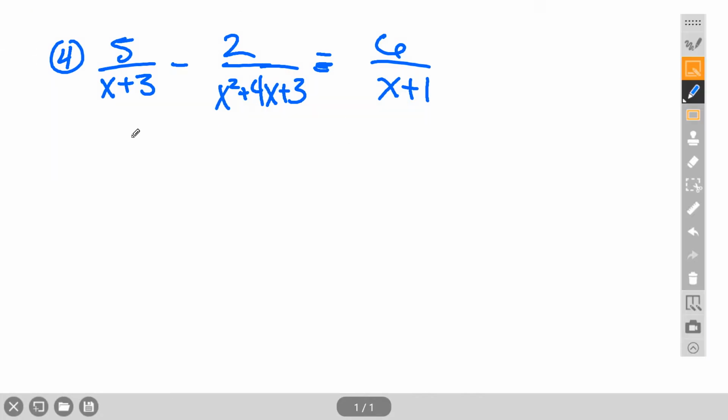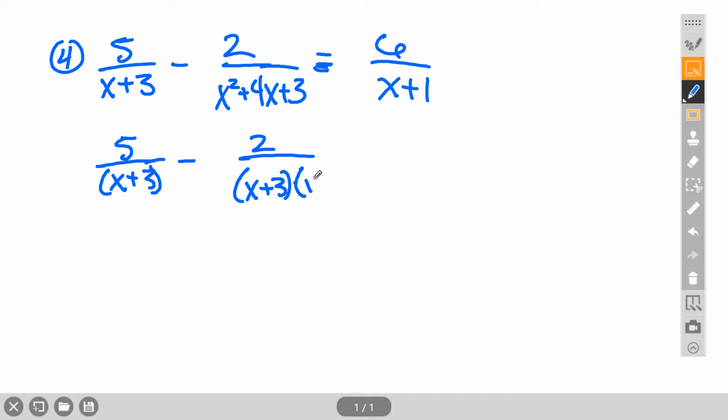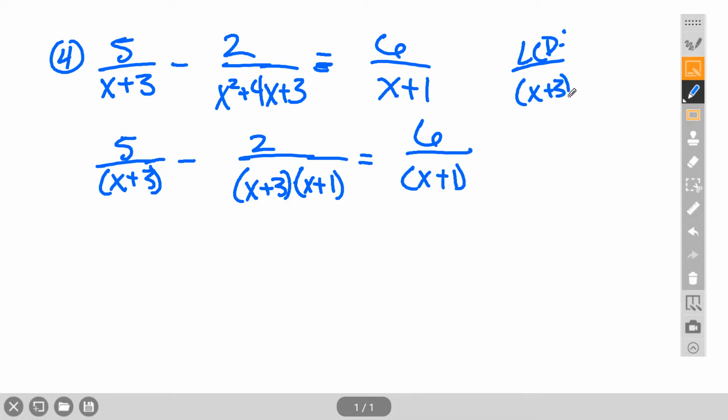Okay, once again, we need to factor our denominators, so x plus 3, that's just its own factor. x squared plus 4x plus 3 factors into x plus 3 and x plus 1. On the other side, we have 6, and that's over x plus 1. So our LCD needs to include all of these factors, so x plus 3 and x plus 1.